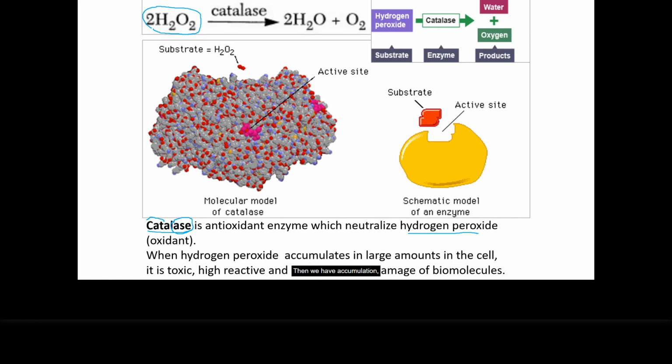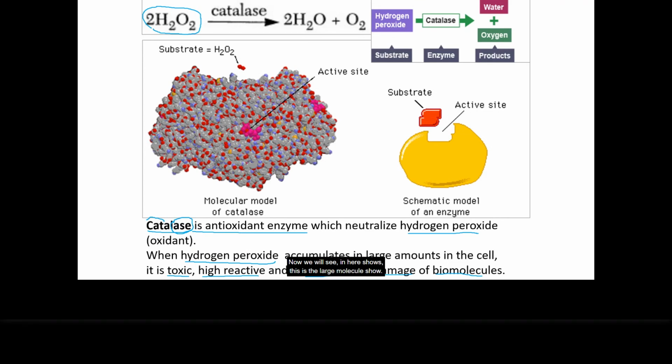When a large amount of these hydrogen peroxide molecules accumulates inside of the cell, it's toxic for the cells. Because they are highly reactive, they cause oxidation and damage of biomolecules. They make holes inside of the biomolecules and damage cells. So catalase is a very special antioxidant enzyme which helps our cells to remove extra amounts of hydrogen peroxide.